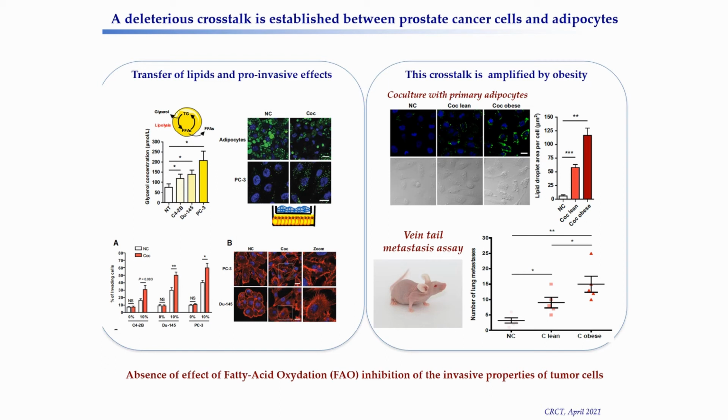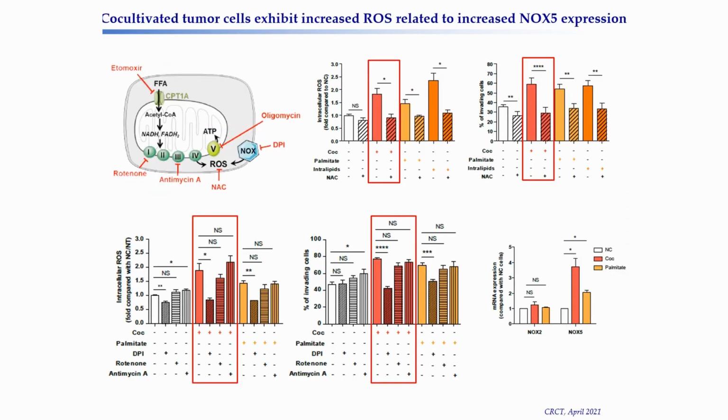But what was quite surprising in prostate cancer is that we didn't find any effect of fatty acid beta oxidation inhibition on tumor invasiveness. I will go quite quickly on that aspect, but what we have found in prostate cancer, we thought that maybe the co-culture may increase ROS production because, you know, reactive oxygen species are very important for prostate cancer.